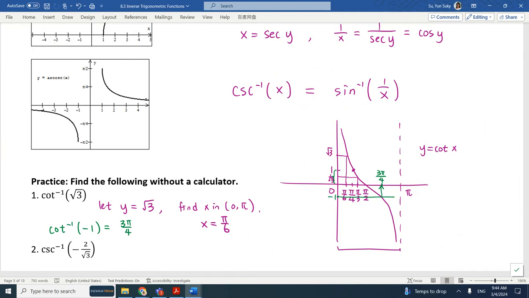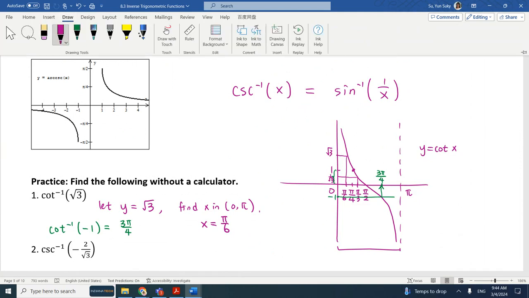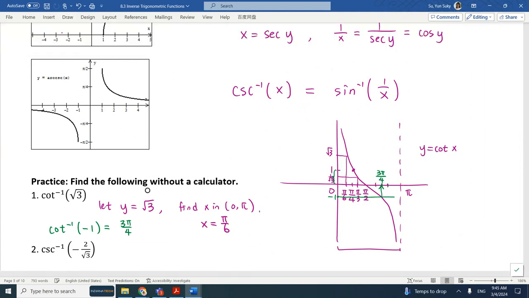This is pi over 2 to pi. You cut it into 3 pieces. This is going to be 5 pi over 6, and this is 2 pi over 3. Everybody clear? Sometimes maybe it's good to practice. So this and this is going to be 5 pi over 6, and that one is 2 pi over 3.